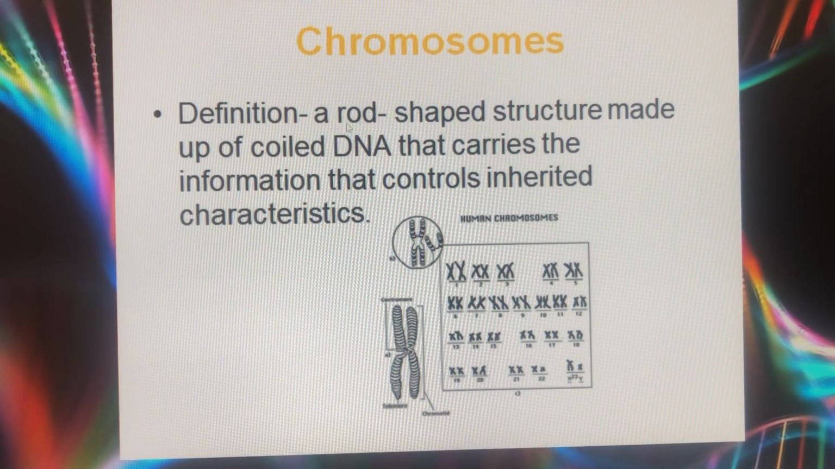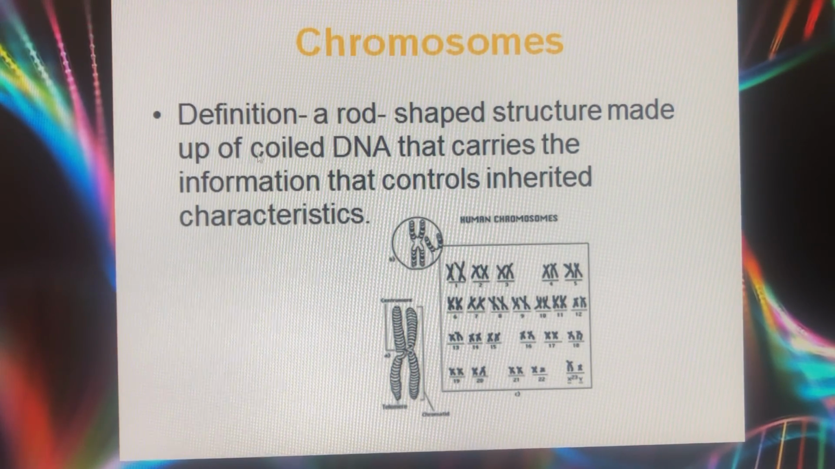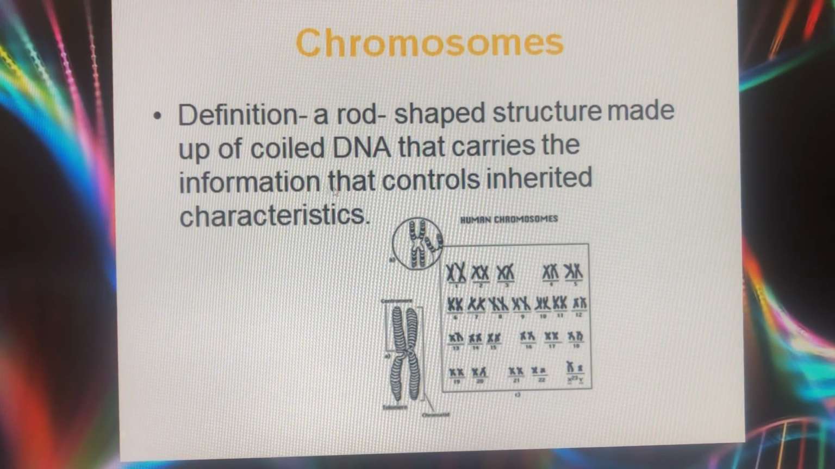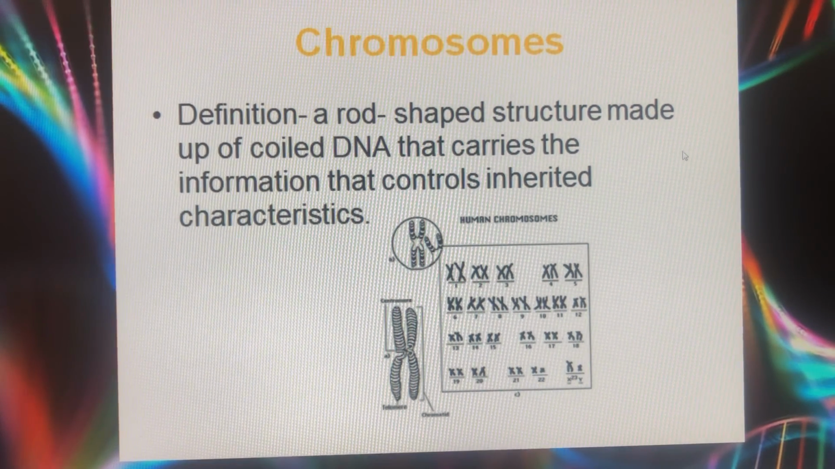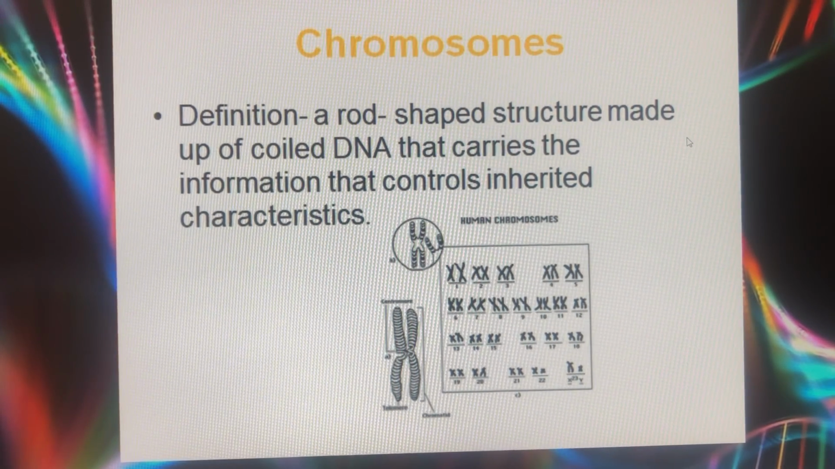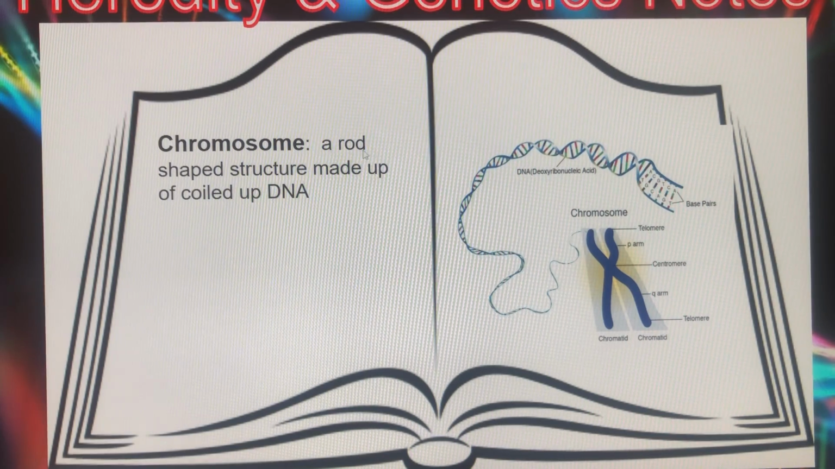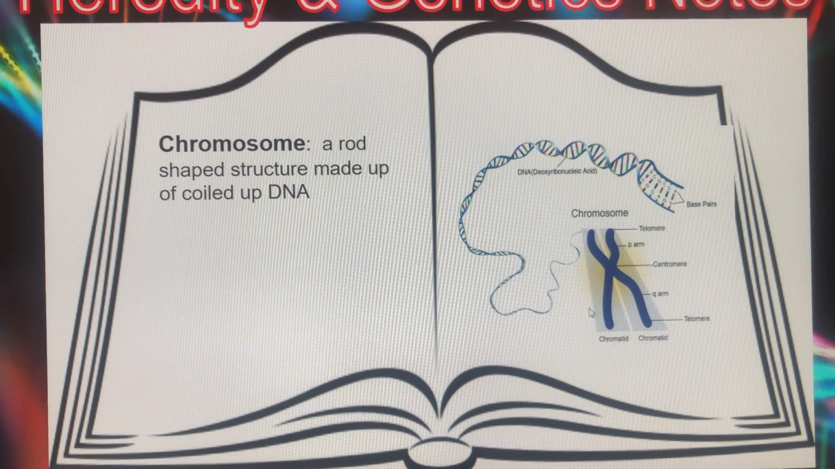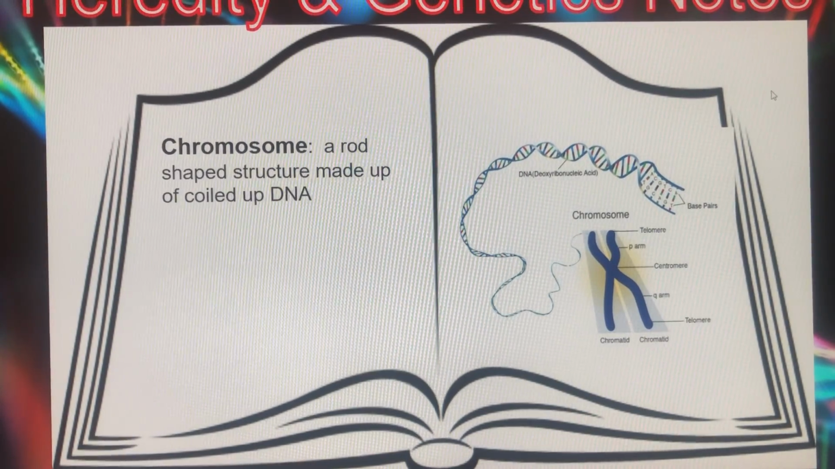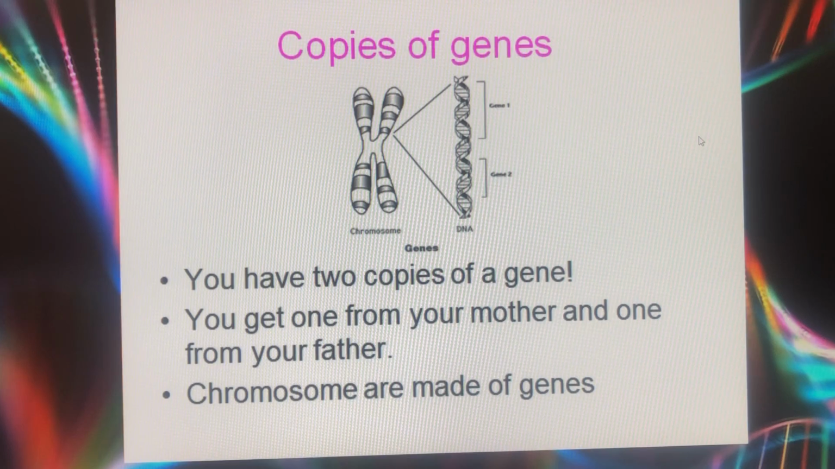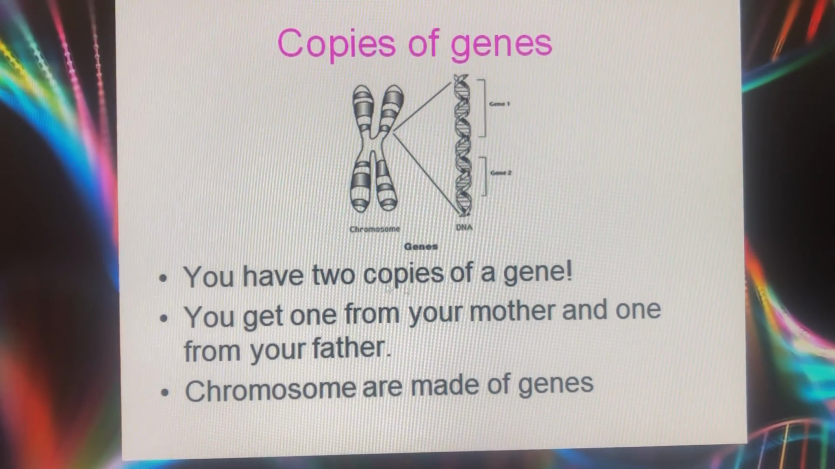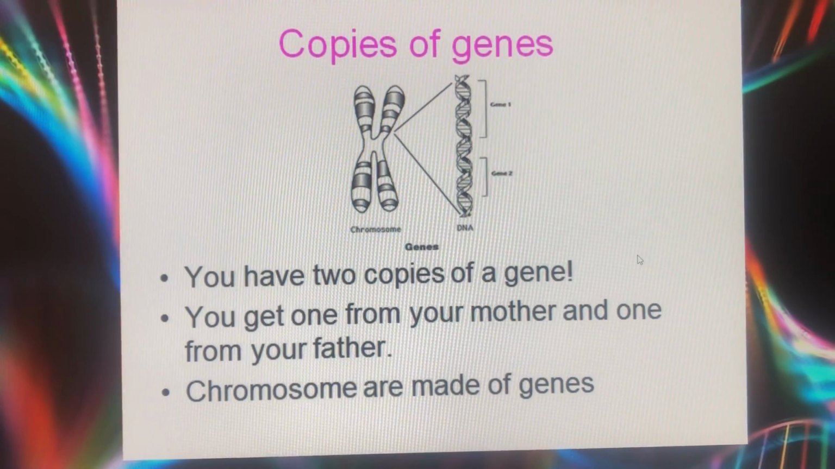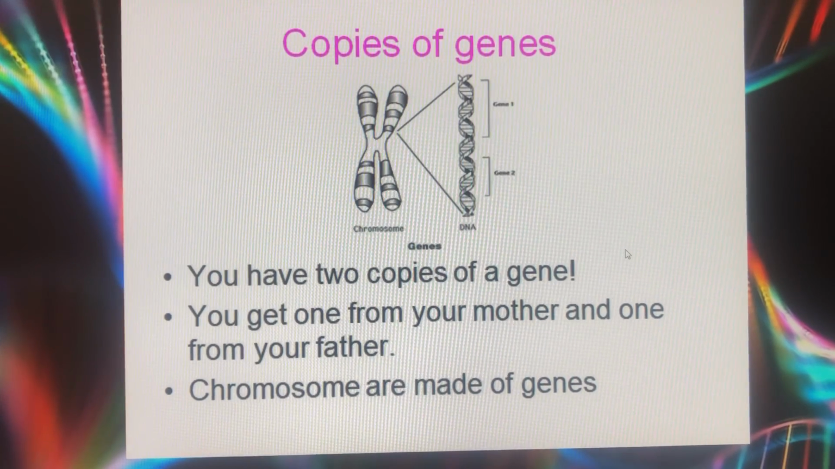Chromosomes. Chromosomes are a rod-shaped structure made up of coiled DNA that carries the information that controls inherited characteristics. For your ISN, please write down that a chromosome is a rod-shaped structure made up of coiled up DNA. If you would like to draw out another image, please do so at this time. Okay, now copies of genes. You have 2 copies of a gene. You get one from your mother and one from your father.